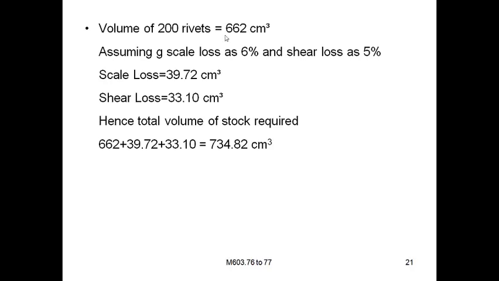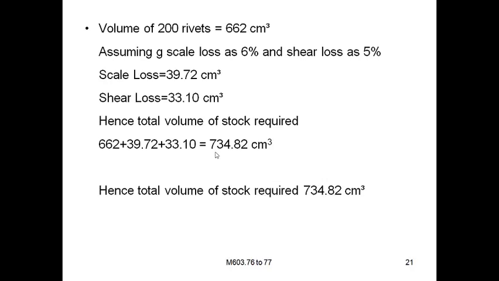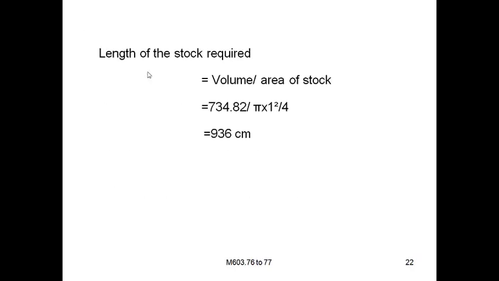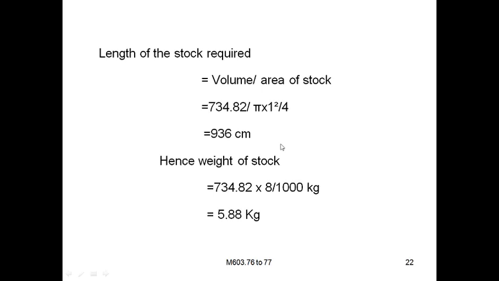You sum up these three values, you will get the final volume, or the gross volume, or the total volume required. This is for 200 pieces, you have already multiplied with the 200. Then you equate this final volume to pi by 4 d square into L. So you will get the length. Length is equal to volume by area. The total length of the stock required is 936 centimeters.